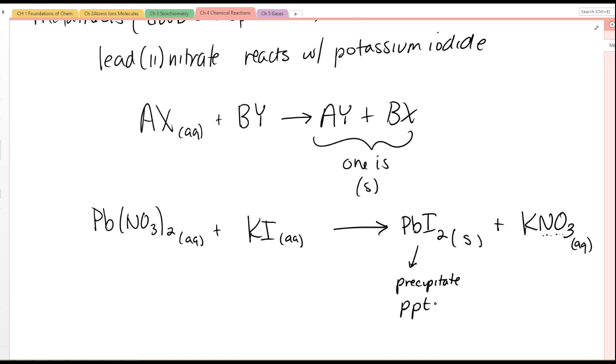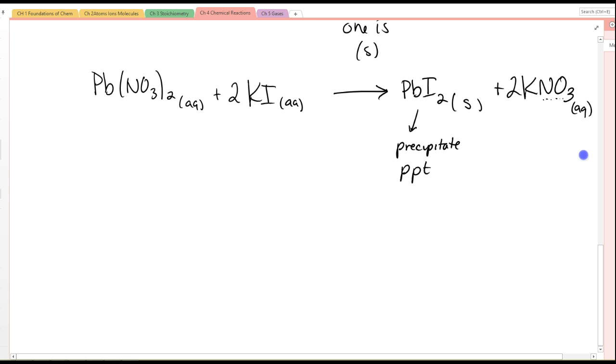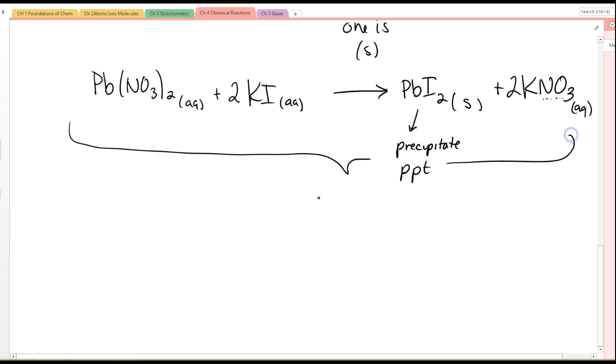And if you want to pause, do that, but I'm going to go ahead and show you the balanced reaction, 2 here, 2 here. So this is now a balanced reaction. When I write it this way, this symbolic communication is called the molecular equation.